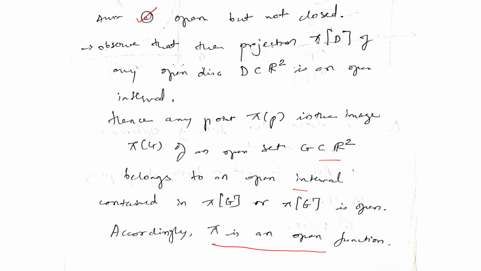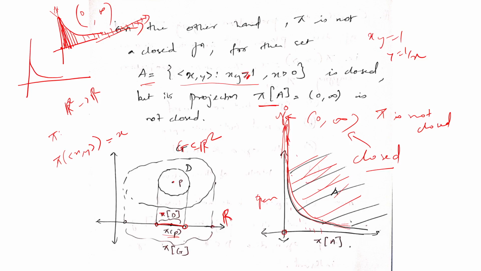Observe that the projection pi of D of any open disk D subset of R2 is an open interval. Hence, any point pi of P in the image pi of G of an open set G subset of R2 belongs to an open interval which is contained in pi of G, so pi of G is open. Accordingly, we get that pi is an open function. Now for closed function, it is not a closed function.